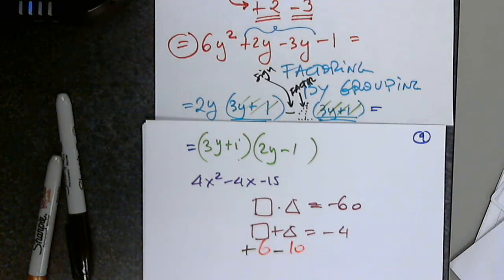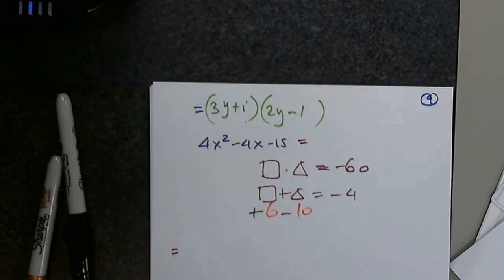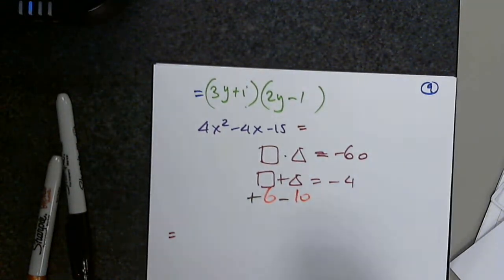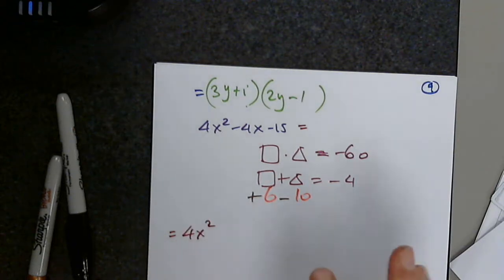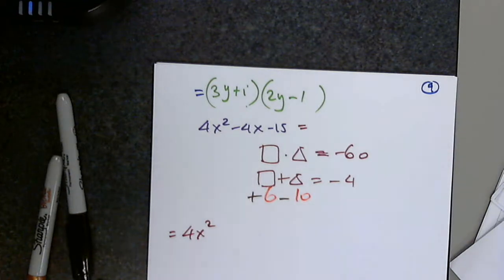I cannot use them to factor. I can only use them to replace the middle term because the leading coefficient is not 1. So can anyone dictate the new problem, which is really the same problem, but it will look different? So it's 4x squared. It doesn't matter the order you write these two in. You can write plus 6x minus 10x, or you can write negative 10x plus 6x.